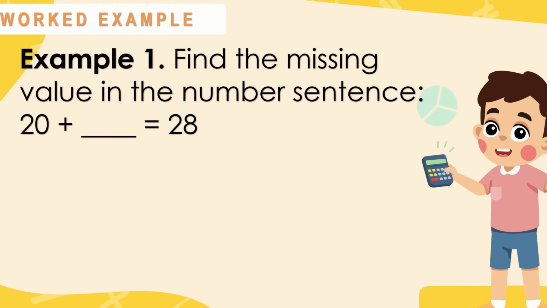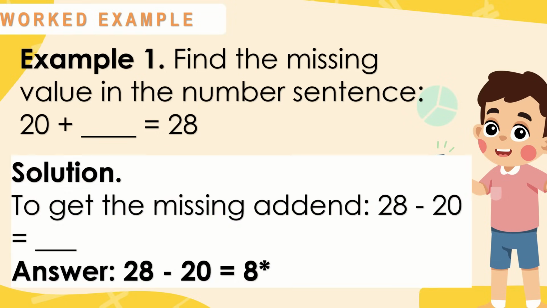Example 1. Find the missing value in the number sentence. 20 plus blank equals 28. For the solution, to get the missing addend, 28 minus 20 is equal to blank. The answer: 28 minus 20 is equal to 8.